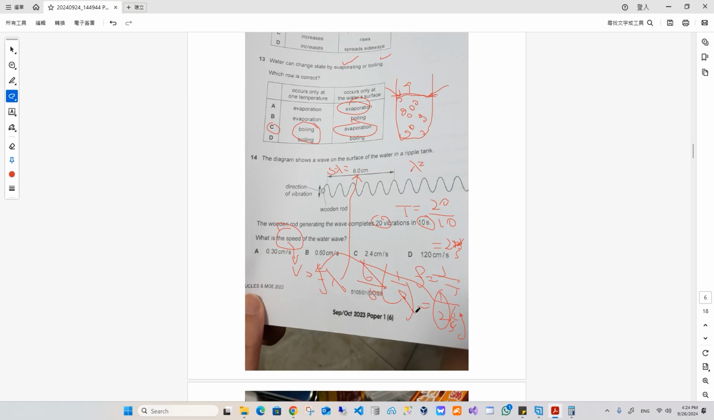So it's 3 over 5, make it decimal. Okay, so times 2, so it is 0.6. Answer is B.